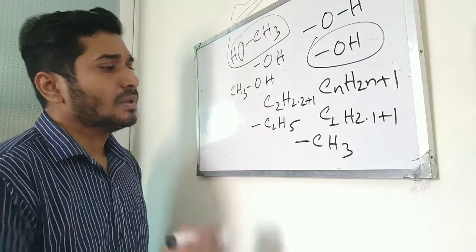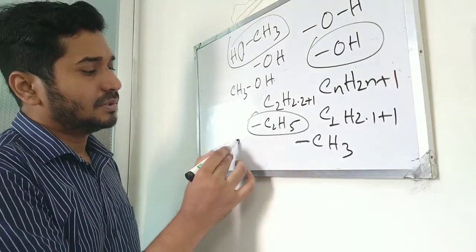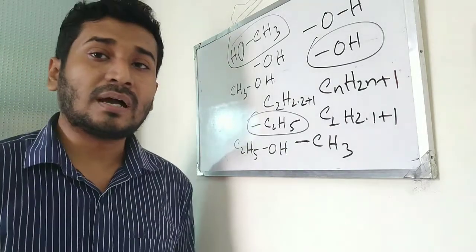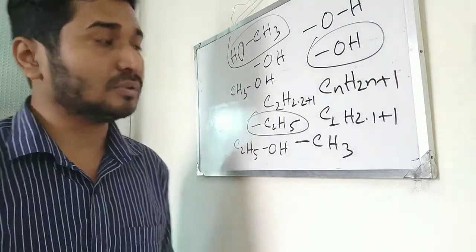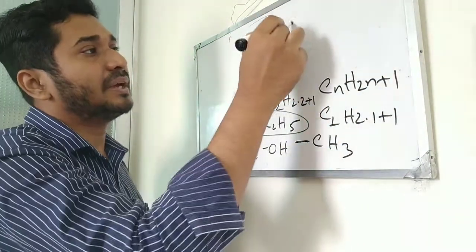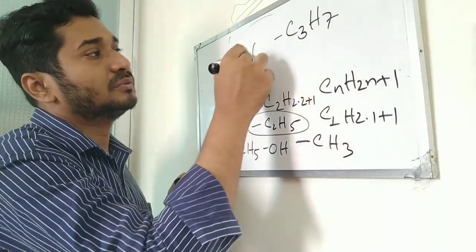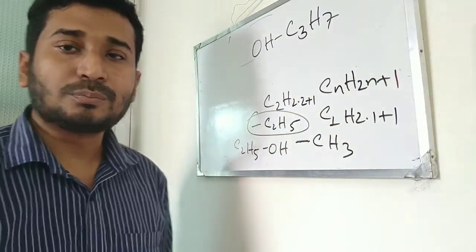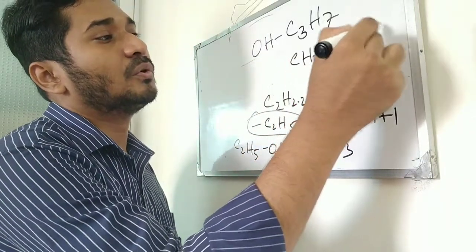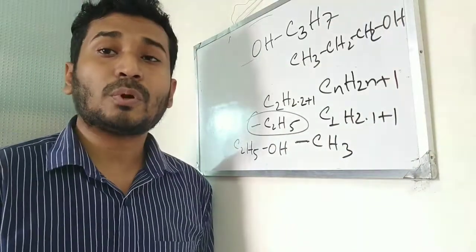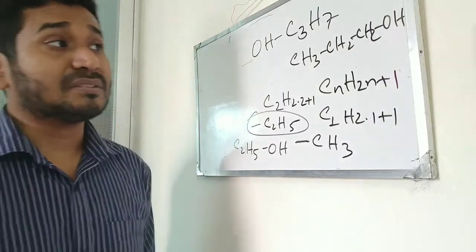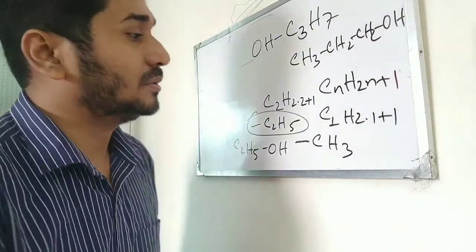And if you take the ethyl, it will be C2H5OH. It is ethanol or ethyl alcohol. And if you take propyl, C3H7, that will be propyl alcohol or propanol. You can write it like this: CH3, CH2, CH2OH. So it's called propanol or propyl alcohol. And next it will be butanol or butyl alcohol.